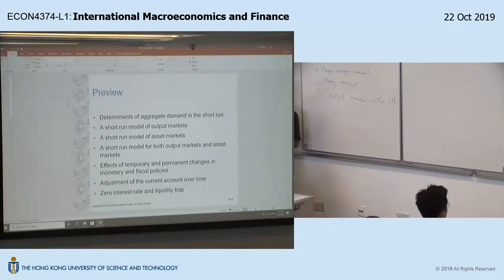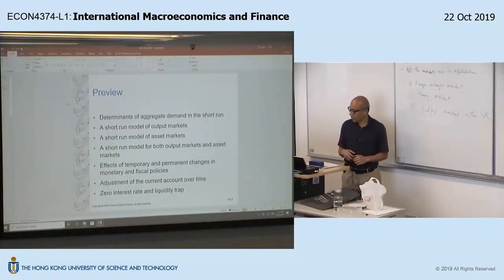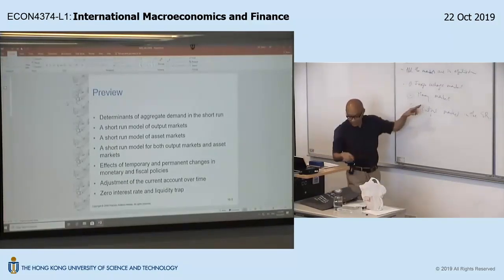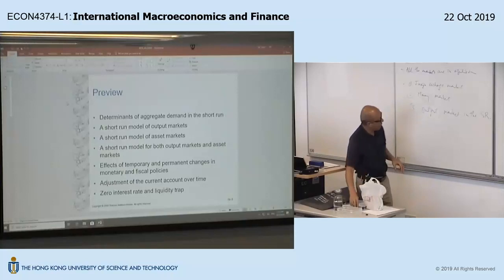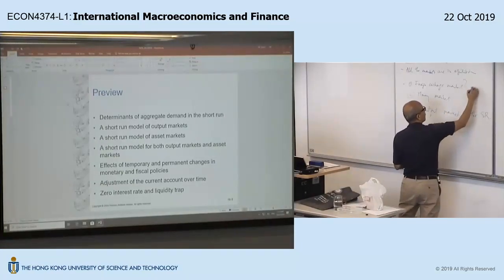So we talk about determining aggregate demand, the short-run model of the output market, and the short-run model of asset markets. What I mean by asset markets is really these asset markets.